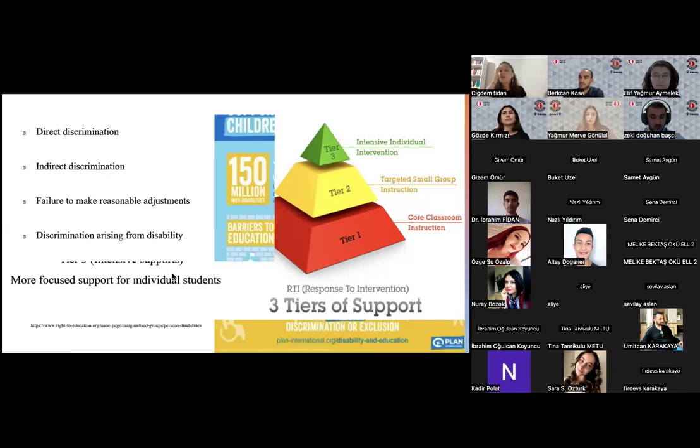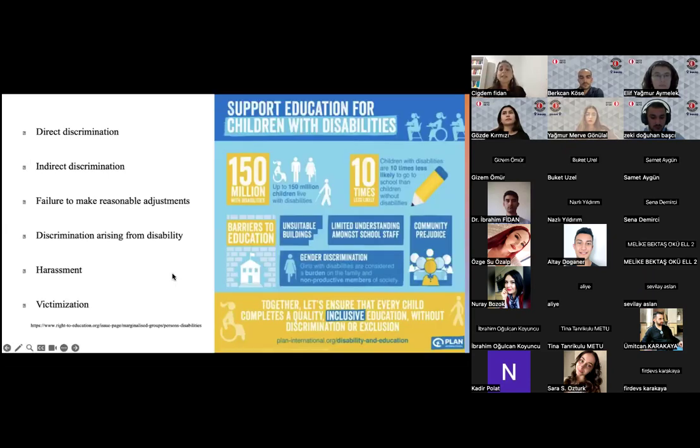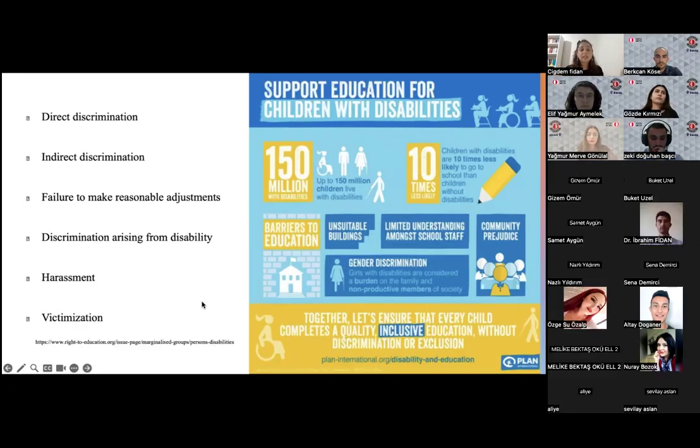So, students with disabilities: as ELT teachers, we should know that if you have a student with a disability, whether soft or observable, in some way these students have to face discrimination, right? Direct, indirect, or discrimination arising from the disability, or harassment or victimization because of their vulnerability. As ELT teachers, we should be aware of the discrimination that our students with disabilities may come across in the classroom environment.